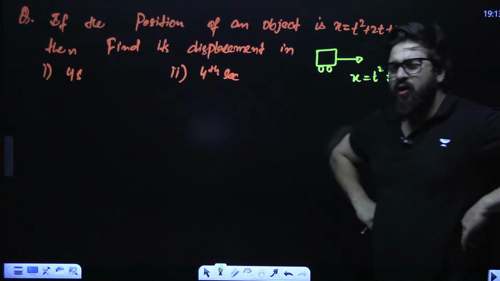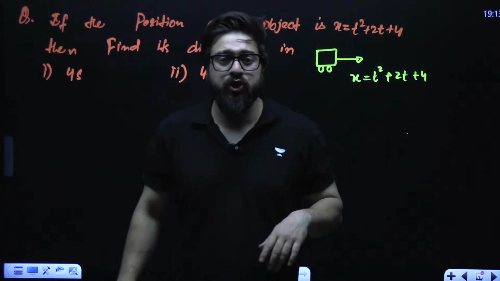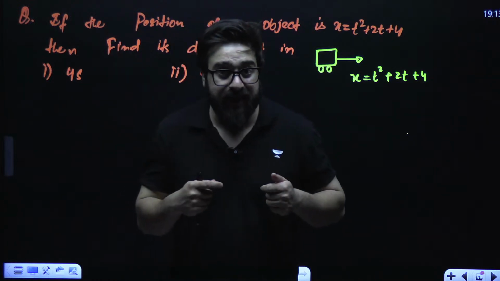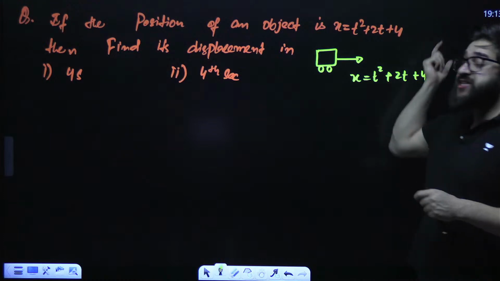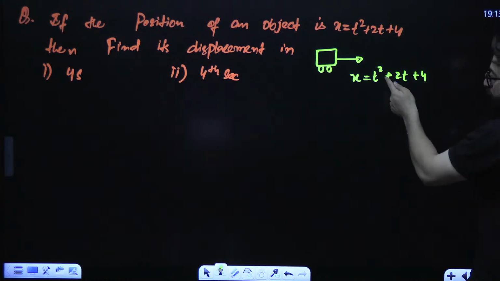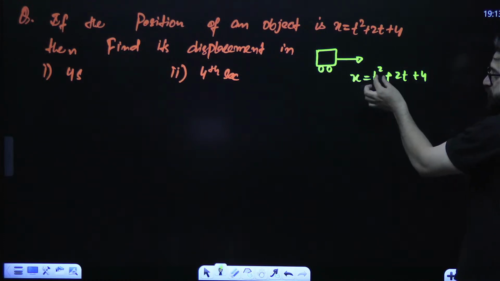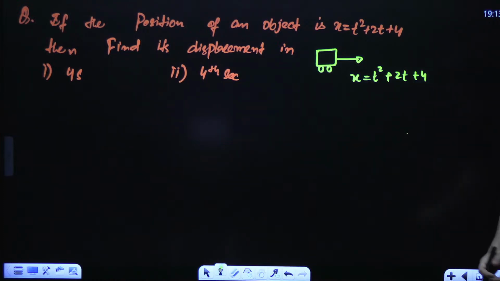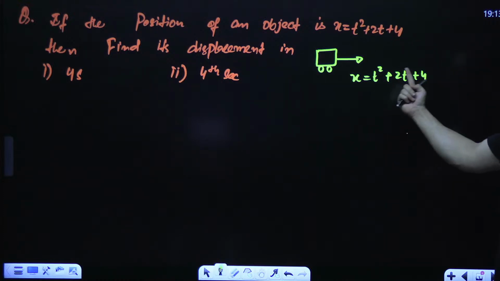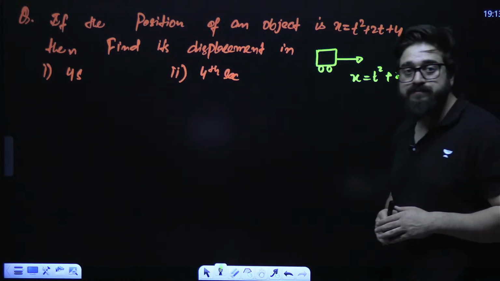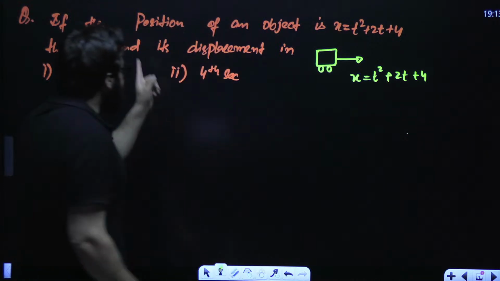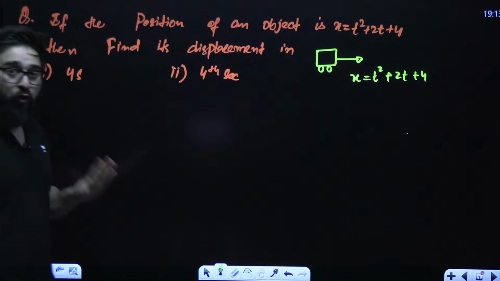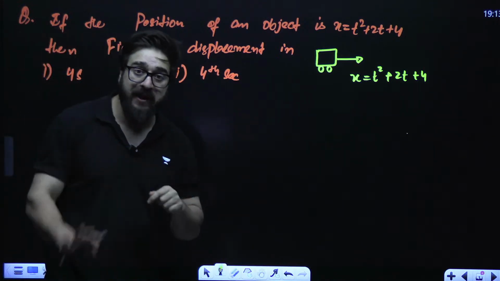Why isn't the position of the particle given as x = 10 meters or 20 meters, something like that? It is changing with time. Like at t = 1, put t = 1 over here, position will be 1 + 2 + 4, that will be 7 meters. At time t = 2, you have to put t = 2 over here. Now, it says find the displacement in 4 seconds and find the displacement in the 4th second.